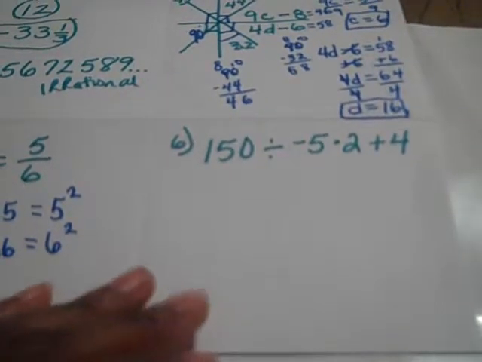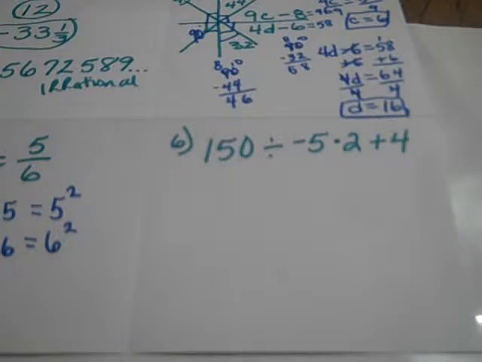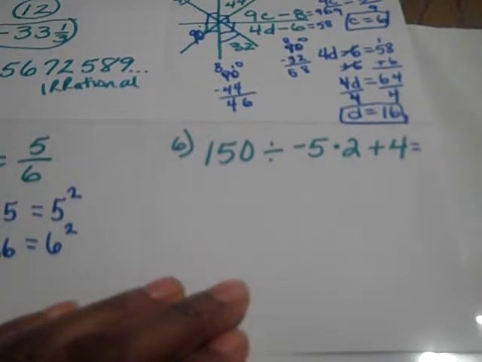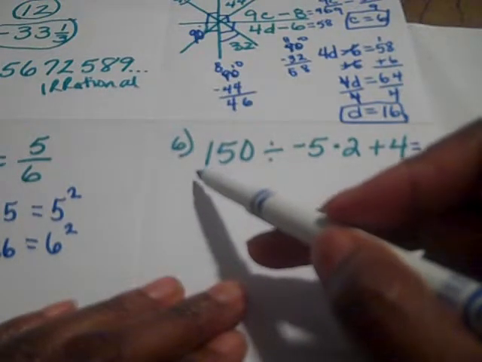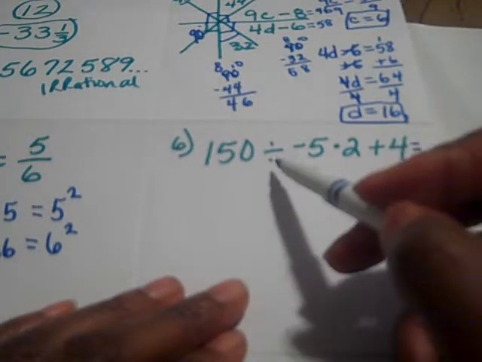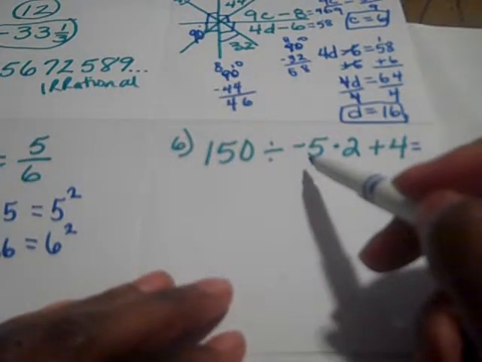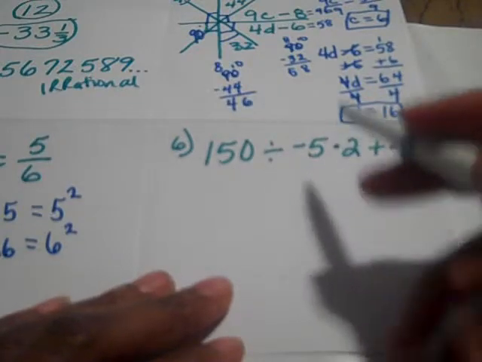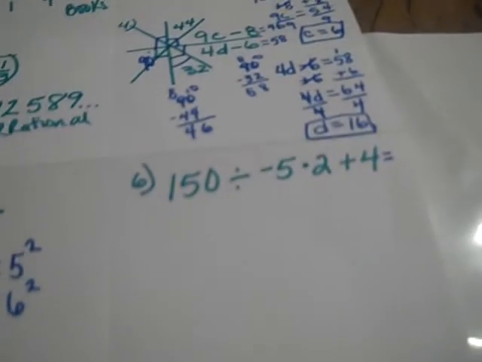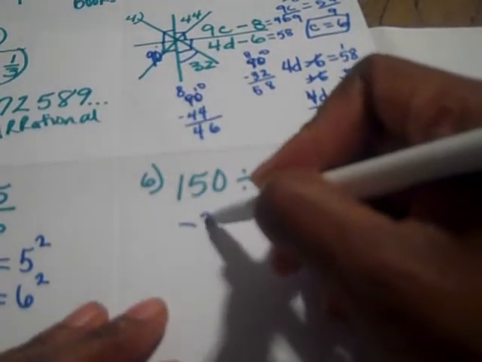In question number 6, we have an expression and we're trying to solve. We want to always make sure we use order of operations. So I'm looking for multiplication and division in order from left to right. I start on the left side of my equation, and I have 150 divided by -5. That's the first problem that I'm going to complete. Well, 150 divided by -5 is -30.